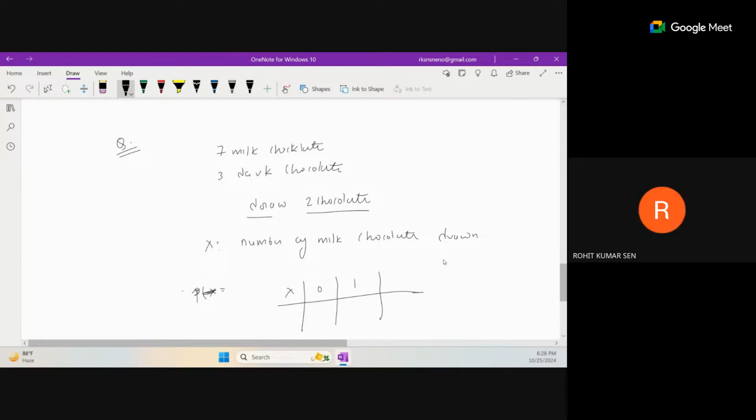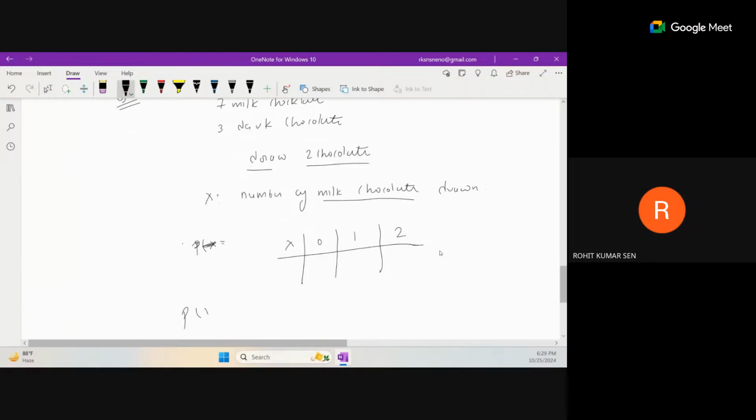Why 0? Let's say all of your chocolates were dark, there was no milk chocolate. The second case is you drew one milk chocolate and another one is dark chocolate, so the number of milk chocolate drawn is 1. And the third case, we have drawn 2 dark chocolates. So these were the cases, and we will write the probability for all of them.